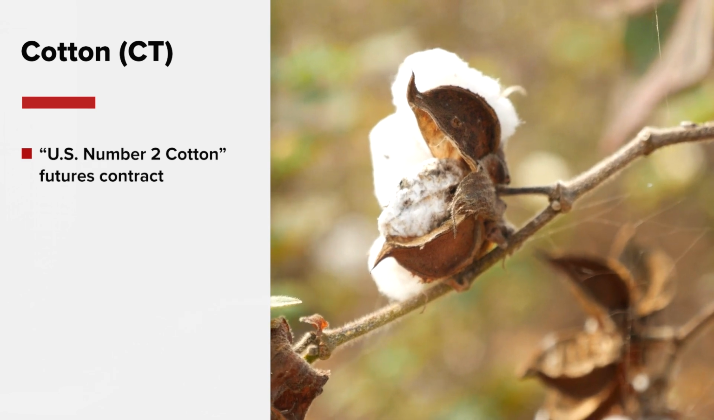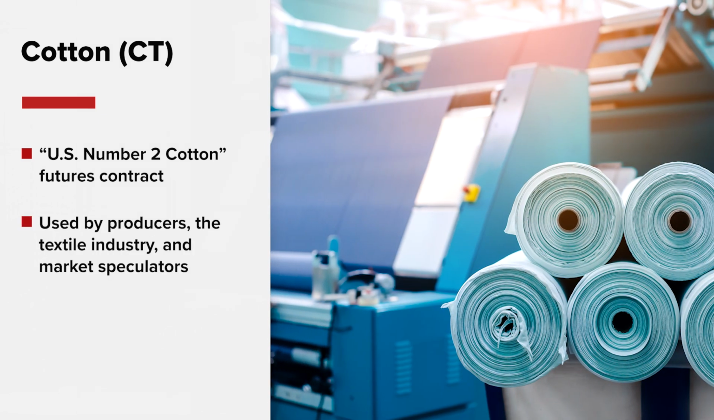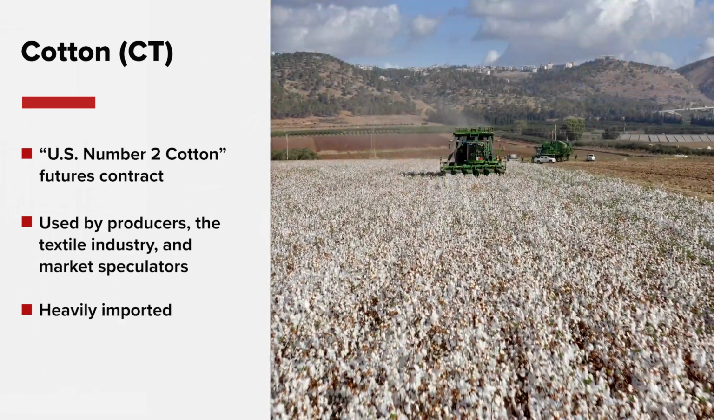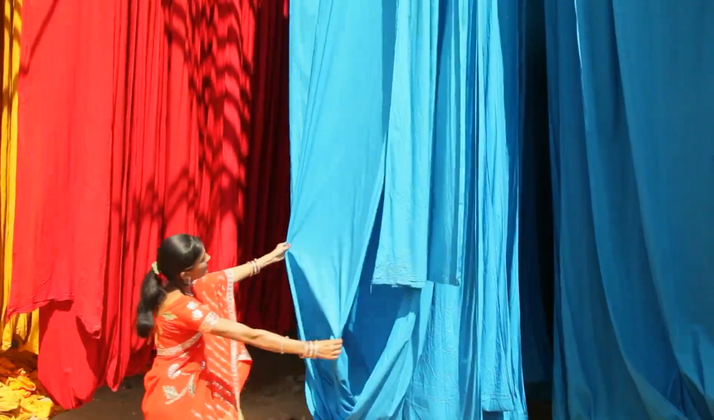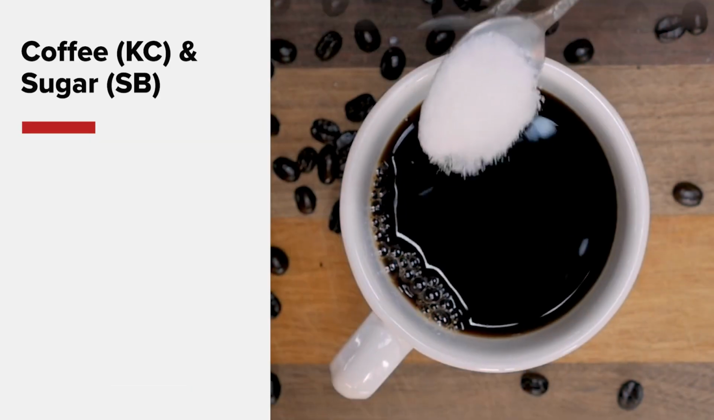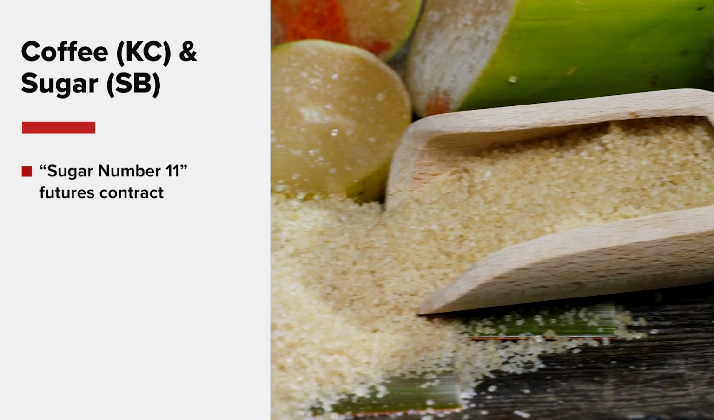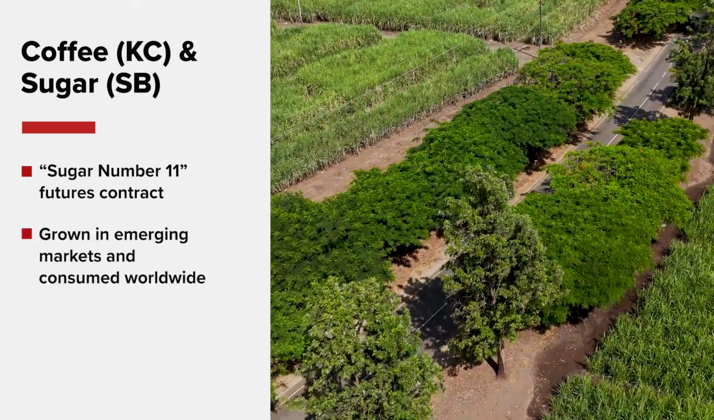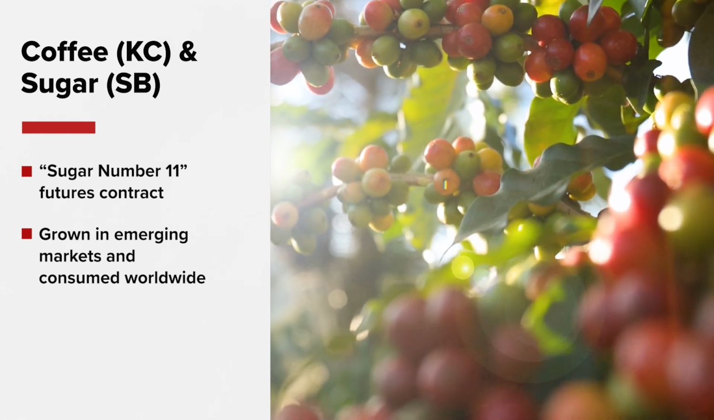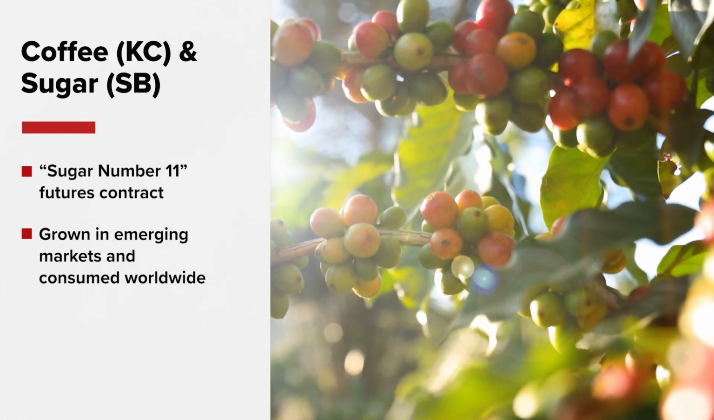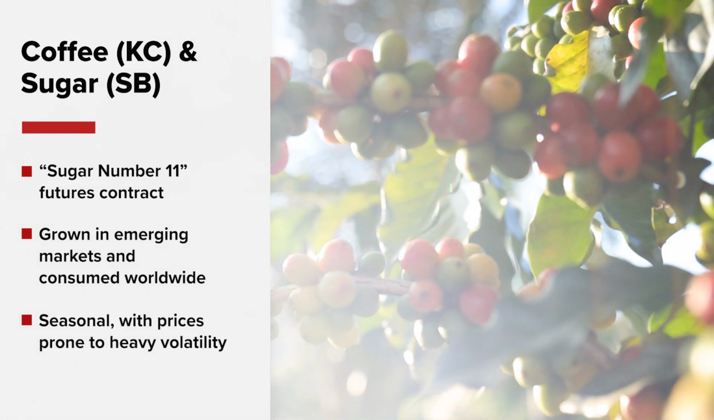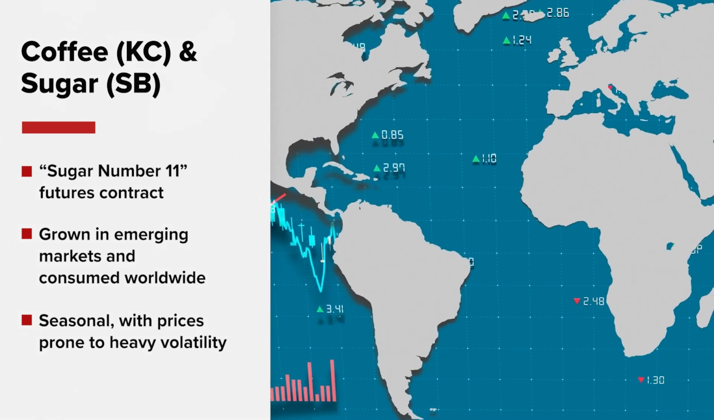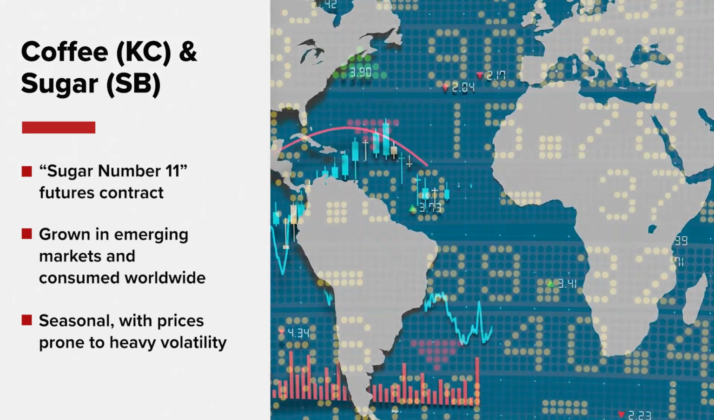But for now, cotton is generally used by producers, the textile industry, and market speculators. The commodity is heavily imported globally, including by countries such as the US, China, Bangladesh, and Vietnam. Then there's coffee and sugar, with sugar number 11, or raw sugar, as the most widely traded futures contract. These are grown primarily in emerging markets and consumed worldwide, which makes them prime targets for international trading activity. These products also tend to be seasonal, and their prices can be highly impacted by weather, disease, geopolitical instability, and shifting trade policies, the potential for any and all of which to add to their trading volume, as well as volatility.